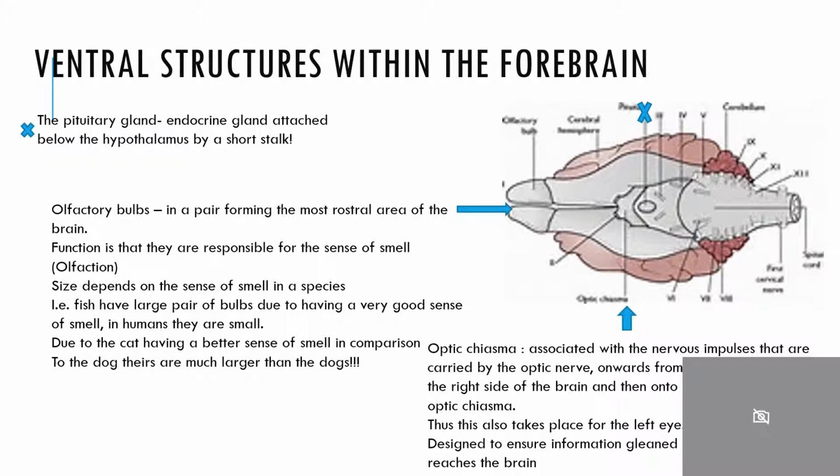The arrow indicates the optic chiasma, which is associated with the nervous impulses that are carried by the optic nerve. These are carried onwards from the right eye, they pass into the right side of the brain, and then onto the left side via this optic chiasma. This also takes place for the left eye, and it's designed to ensure that information gleaned from both eyes reaches the brain.